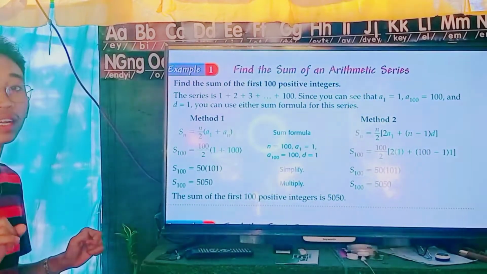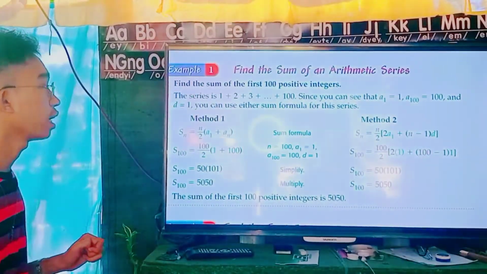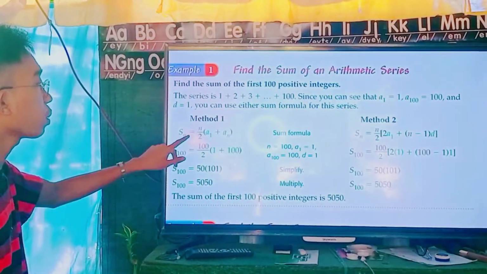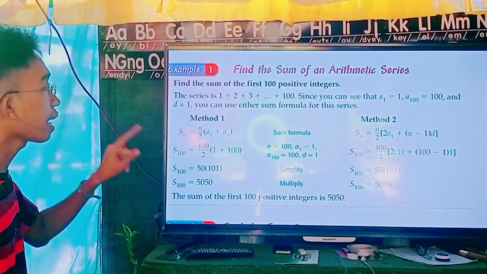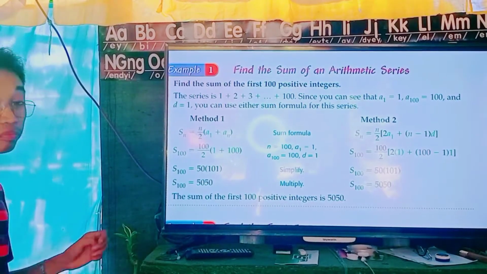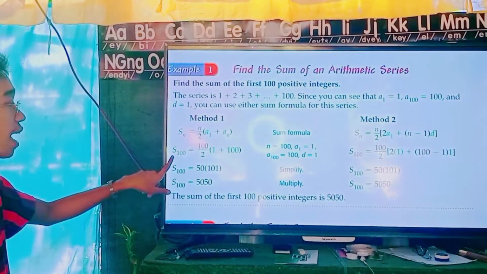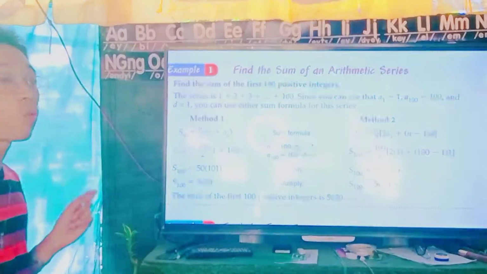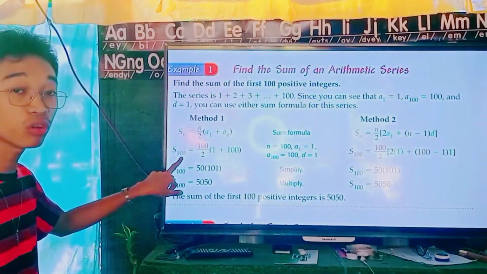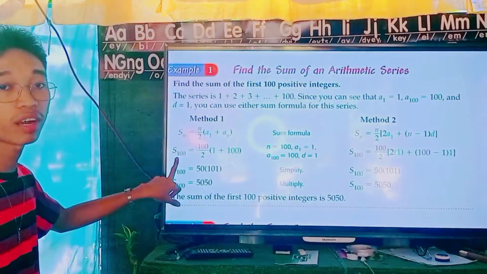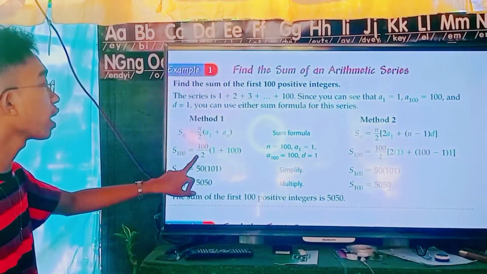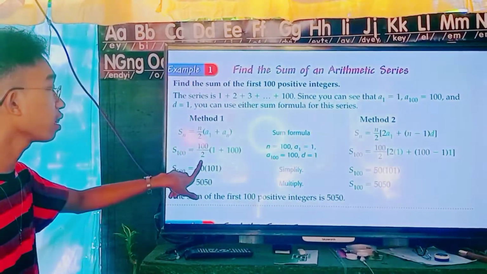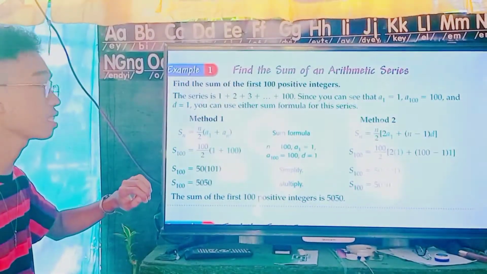Okay, method 1. This is the first formula in getting the arithmetic series. S sub n is equal to n over 2 times a sub 1 plus a sub n. Okay, n here is the last term, which is 100. So you have to replace n with 100. It's equal to 100 over 2 times 1 plus 100. Okay, don't be confused by the number 2 here, because that is a constant number.